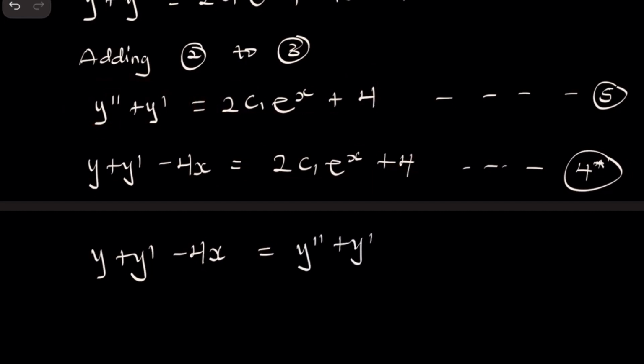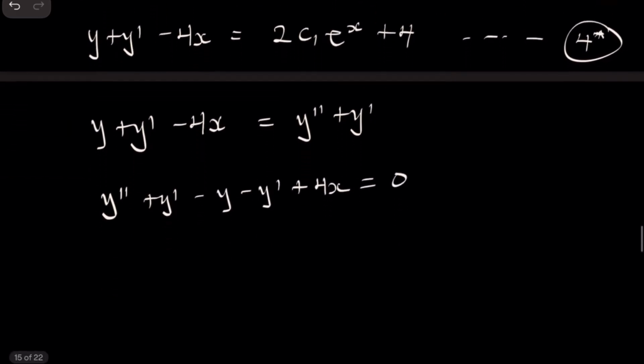Now let's simplify this guy. So let's move everything to the right hand side. So we're going to have y double prime plus y prime minus y minus y prime plus 4x is equal to 0. So that's y double prime minus y plus 4x is equal to 0.